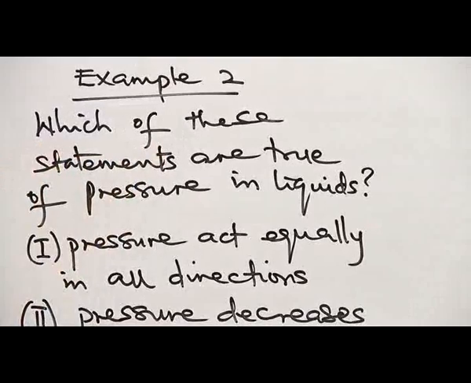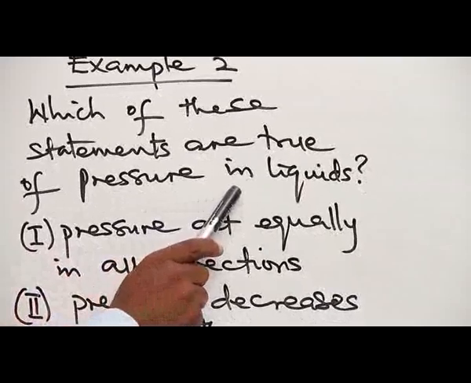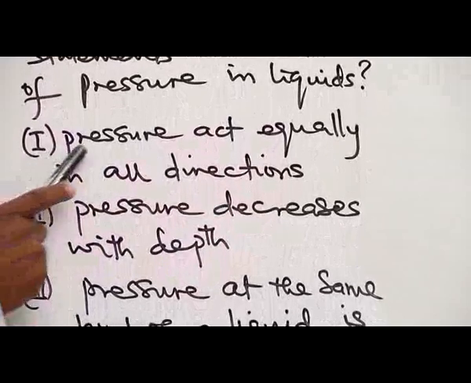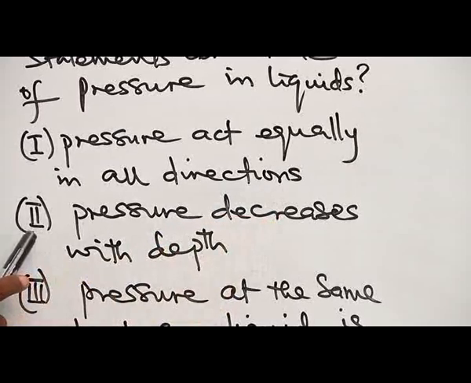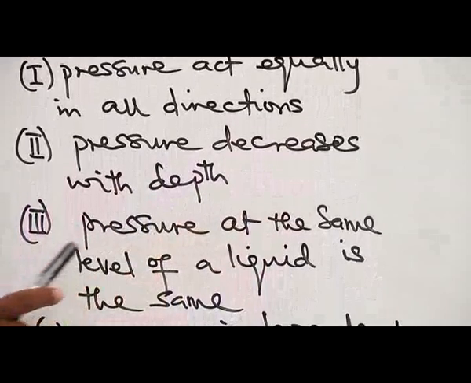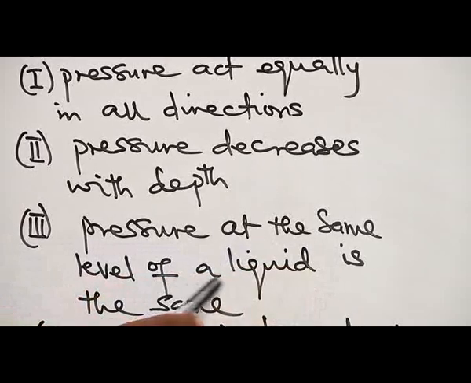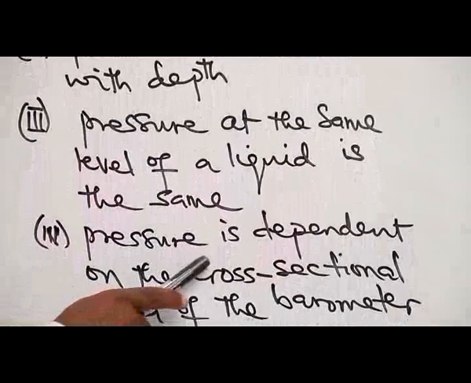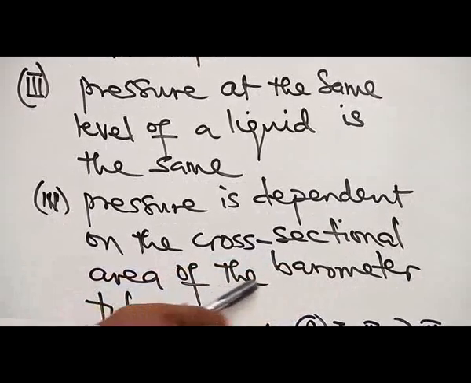Example 2. Which of these statements are true of liquid pressure, that's pressure in liquids? I, pressure acts equally in all directions. II, pressure decreases with depth. III, pressure at the same level of a liquid is the same. IV, pressure is dependent on the cross-sectional area of the barometer tube.